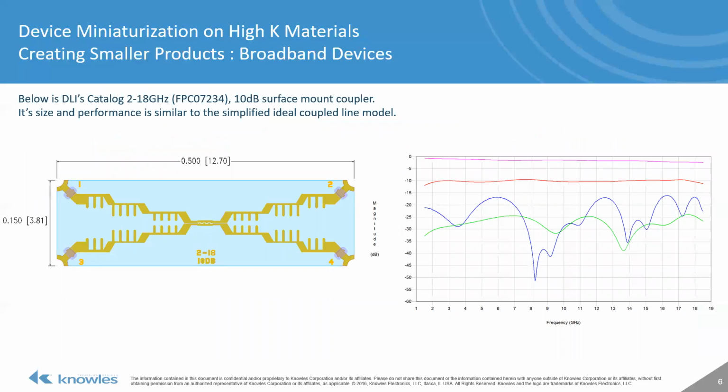Here is the actual version of that 10 dB, 2 to 18 gigahertz coupler and its performance. This happens to be a surface mount catalog part built by DLI. You can see that the approximate model is very close to the actual size of the coupler.